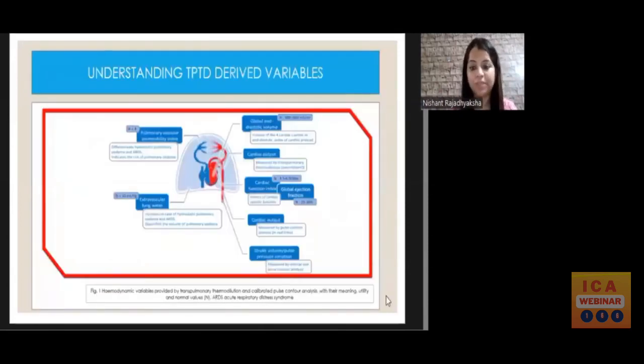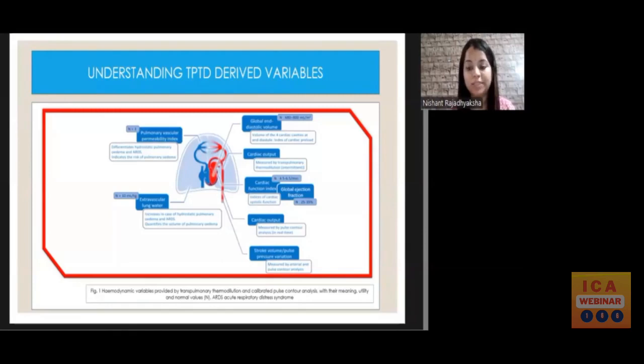This is a pictorial representation I have pulled out from a review article by Monnet et al., which is very comprehensive. I will put it in very simple words. When we do a transpulmonary thermodilution technique, which variables do we get? One we get is global end diastolic volume. Volume of four cardiac chambers, it measures the cardiac preload.